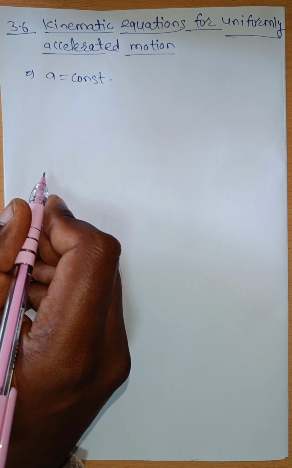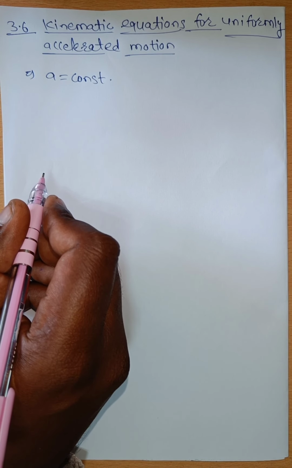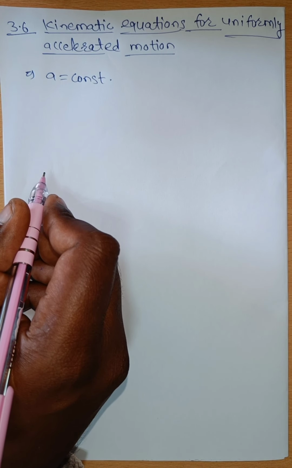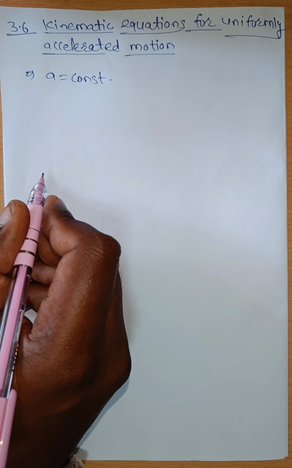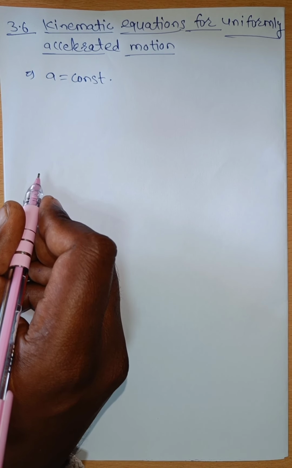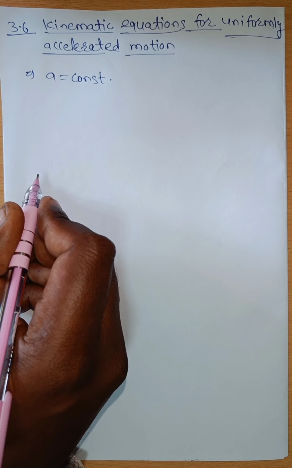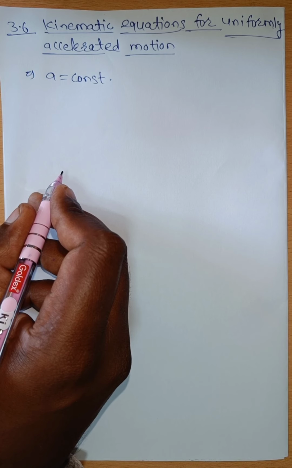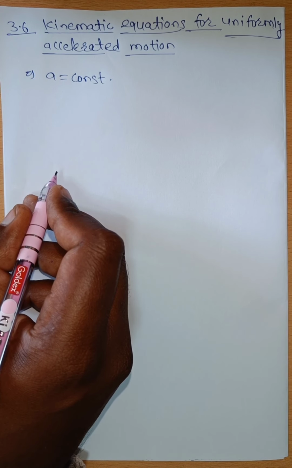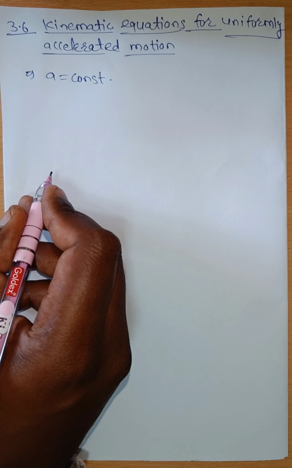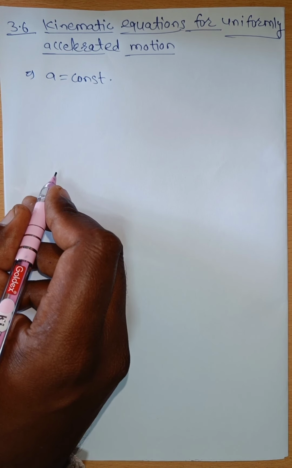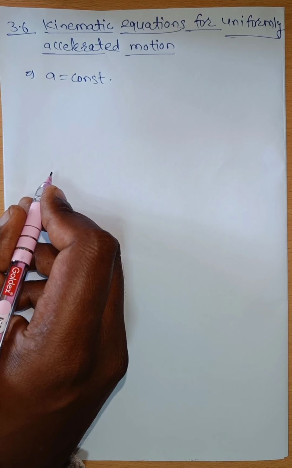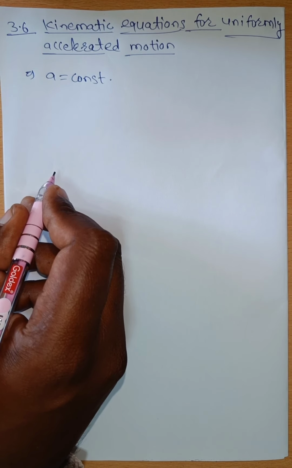Then we have to find out the relation between displacement, initial velocity, acceleration, and initial time and final time. We have to find out the relation between all such physical quantities, and we have to find out three equations. By using these three equations, we can easily find out the relation between one physical quantity and another.